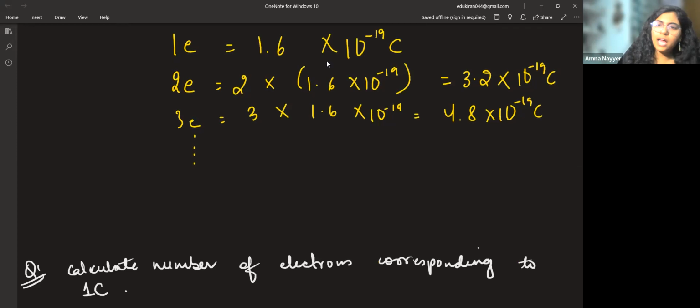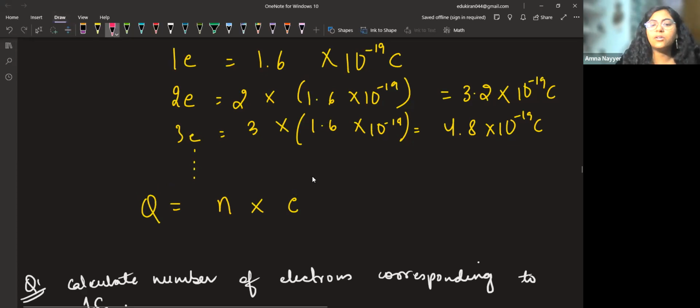One electron was there, so 1.6 into 10 to the power minus 19. 2 electrons, so 2 times this. 3 electrons, 3 times this. 4 electrons, 4 times this. Means n number of electrons will be how much? Number of electrons, if it is n, what will be the total charge? Total charge will be that n amount multiplied by this e. That is electronic charge. I have already told you. This is known as electronic charge.